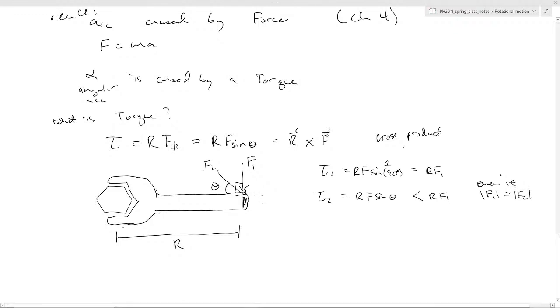And you can imagine different examples, like if you were to push on this like this, in this situation, the theta would be 180 degrees. And so in this case, sine of 180 degrees would be 0. So this whole thing would be 0. In other words, if there's no component of the force that's perpendicular to R, if R and F are parallel, then there's going to be no torque. So that's sort of the definition of torque.